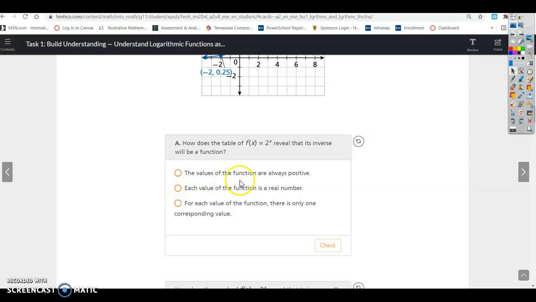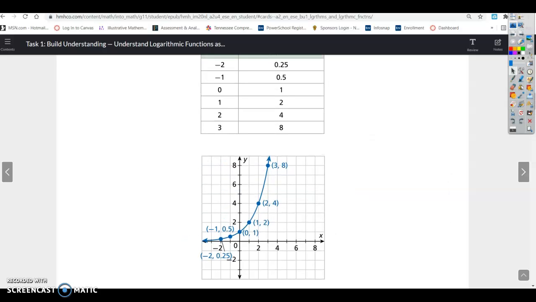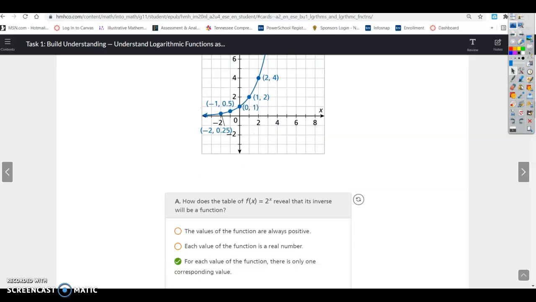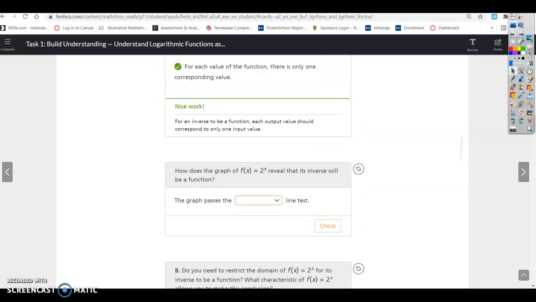All right, so it says the values of the functions are always positive. Each value of the function is a real number. For each value of the function, there is only one corresponding value. So that would be the correct answer here because, again, to be a function, these have to be unique. When you switch it and make it the inverse, that means these have to be unique as well. So that's looking at the table.